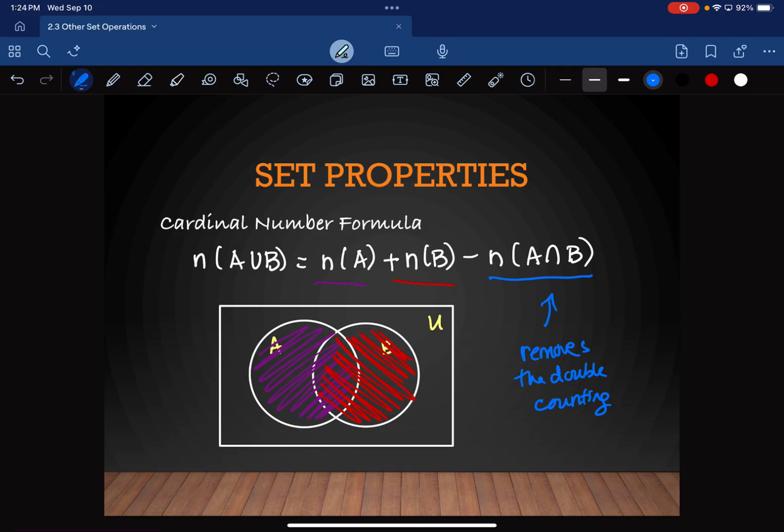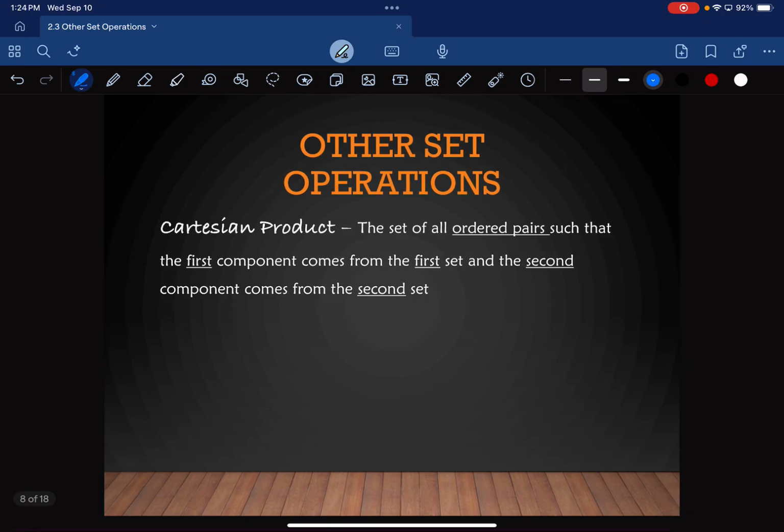The last one is Cartesian product. The Cartesian product is the set of all ordered pairs such that the first component comes from the first set and the second component comes from the second set. And by way of explaining this, I'm going to show you an example. The concept itself is not terribly difficult, but it shows itself really nicely in an example, better than it does if I just explain it in words. So we're going to take an example.